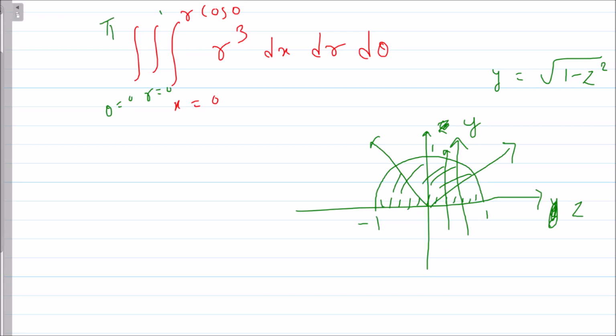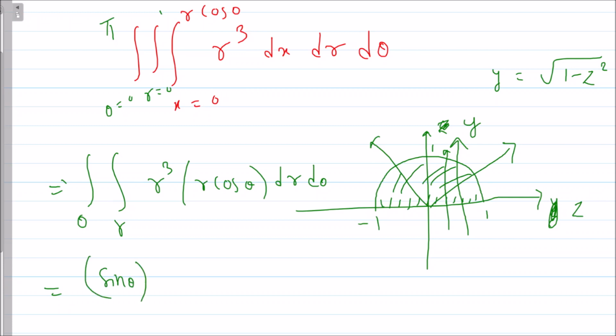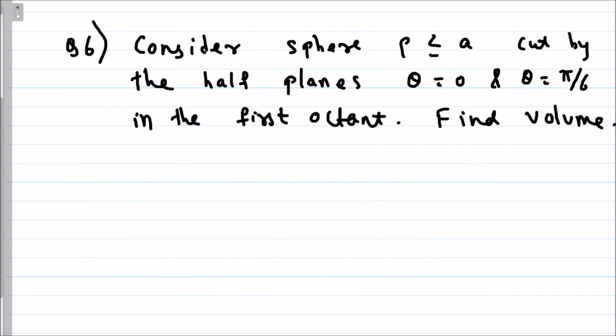Okay. Now when you try to solve this, integration of theta, integration of r, for r cube for dx, you will have r cos theta dr d theta. Now you can easily solve. For cos theta, you will have sin theta from 0 to pi into, I think now I should not solve over here. You will tell me what is the answer for the fifth question. Okay, cool. Okay, let's go for the sixth question.